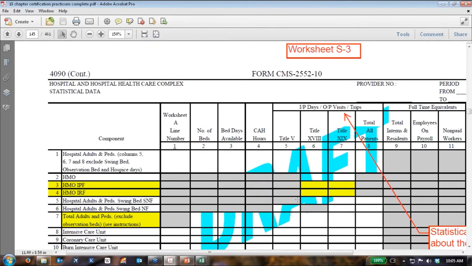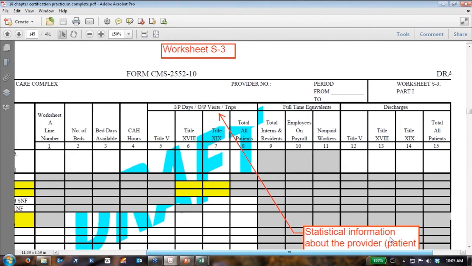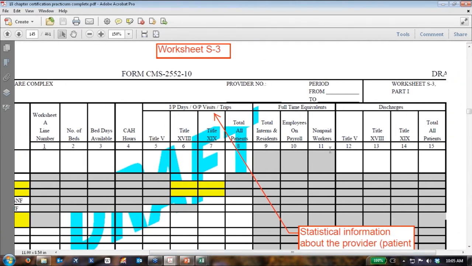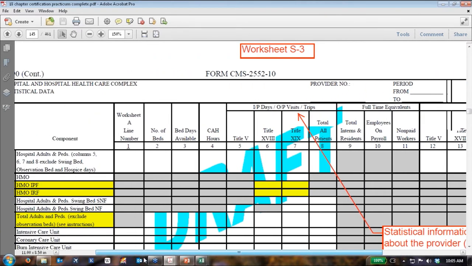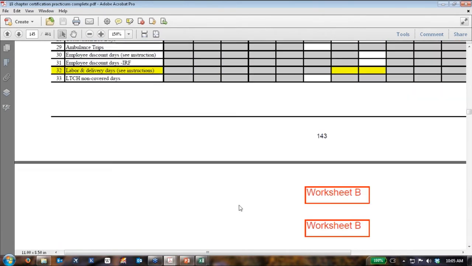And then you also, on the next page, tell them how busy you were. You say how big you are, how many beds are licensed, how many beds are staffed, and then how many inpatient days or outpatient visits you had in each of these facilities, and then how many FTEs you had. You report a lot of data and discharges here at the very end. So this is a lot of numbers on this next page.